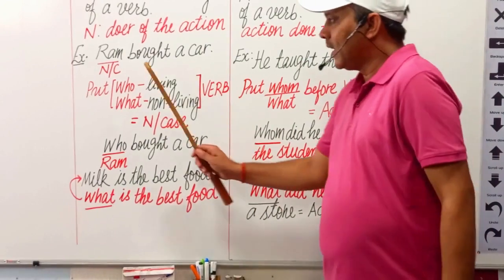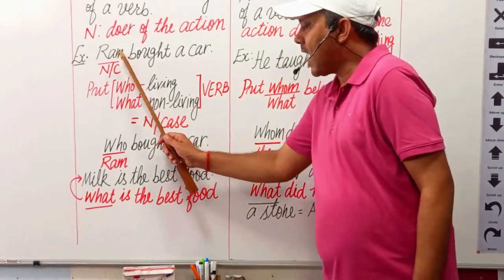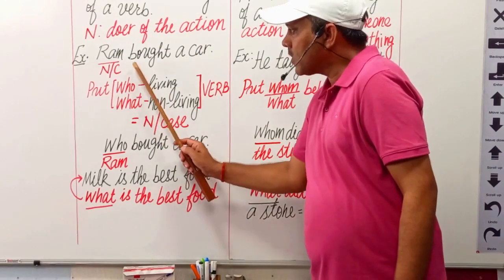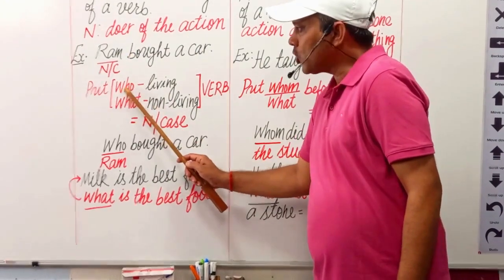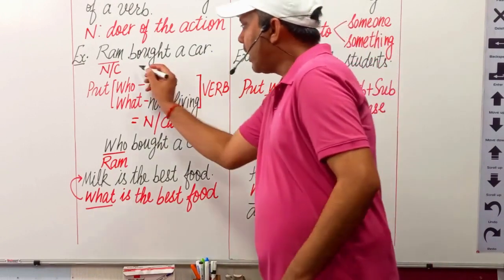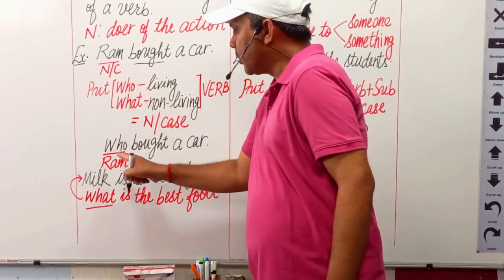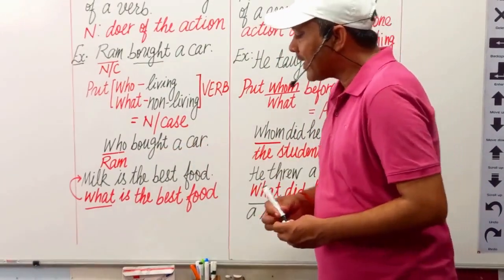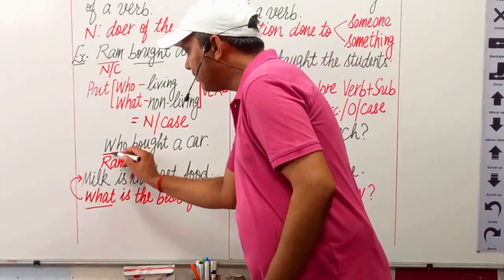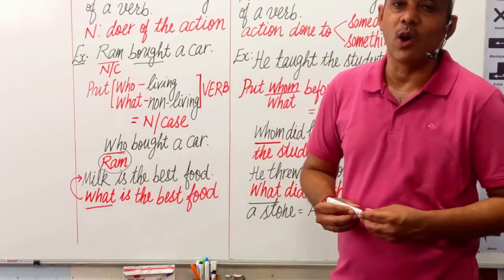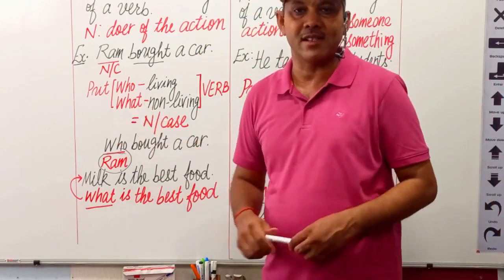For example, this is the sentence: Ram bought a car. Put who, because Ram is a living thing, put who before this verb bought. Who bought a car? Then we get the answer Ram. That's why Ram is the nominative case of noun in this sentence.